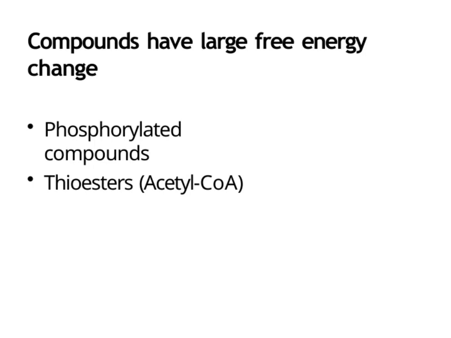Now, let's take a look at phosphorylated compounds, which play a crucial role in energy transfer within the cell. One key example is thioesters, such as acetyl-CoA. These compounds are particularly important because they have a large free energy change associated with their formation and breakdown. This means they can store and release energy efficiently, making them vital players in metabolic reactions. Understanding these compounds helps us see how energy flows through different biochemical pathways, tying into the broader theme of how cells manage and utilize energy effectively.